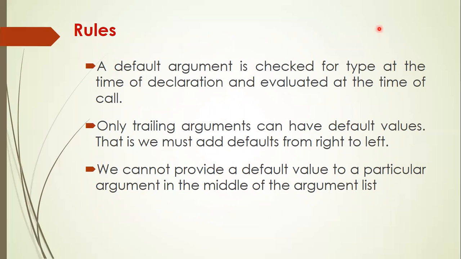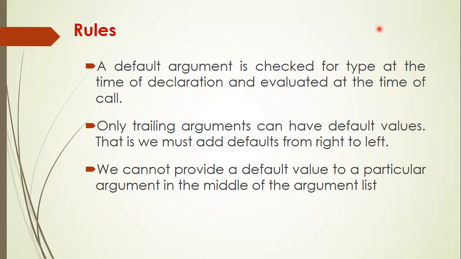Then you should follow certain rules while making use of the concept of default arguments. The first one is that a default argument is checked for type at the time of declaration and evaluated at the time of function call. So it checks whether the prototype and the function call arguments are matching. If they are matching, then it will ignore the default value. If any argument is missing, then it checks whether for that argument you have given any default value. If the default value is given, then it will make use of the default value.